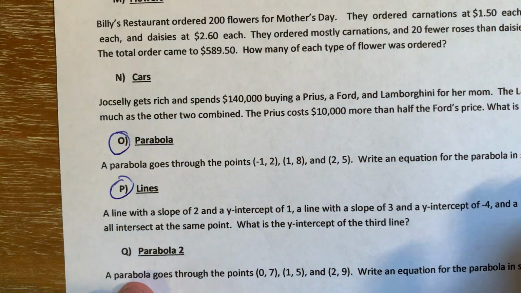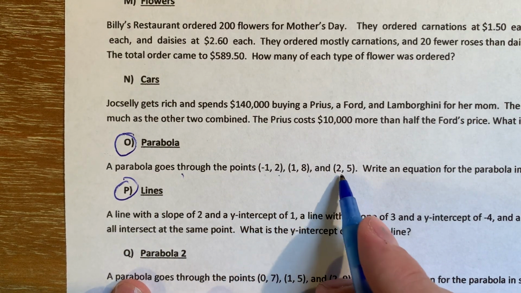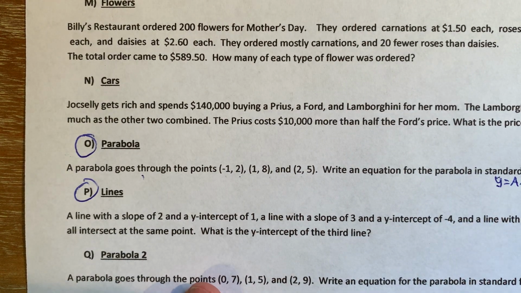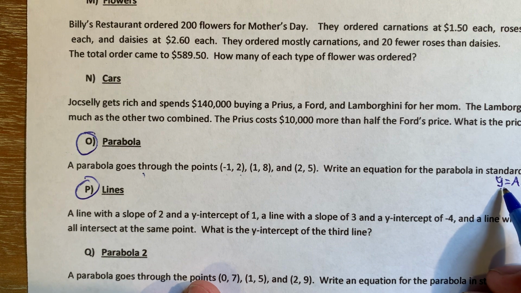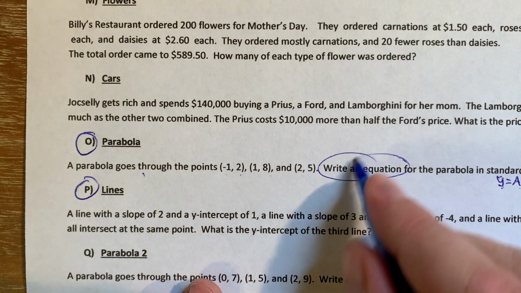Two more. A parabola goes through the points (-1, 2), (1, 8), and (2, 5). Write an equation for the parabola in standard form. And the standard form of a parabola is y equals ax squared plus bx plus c. Now, we want to find this equation.